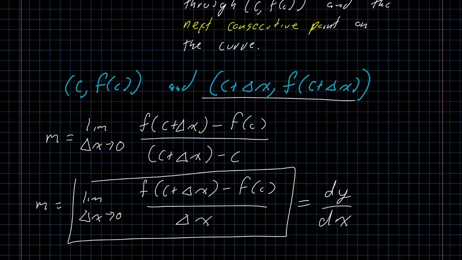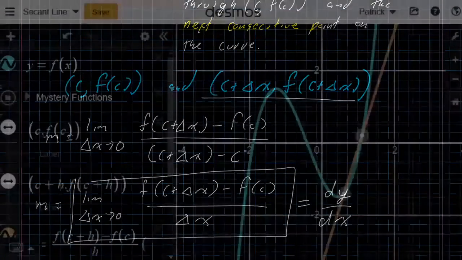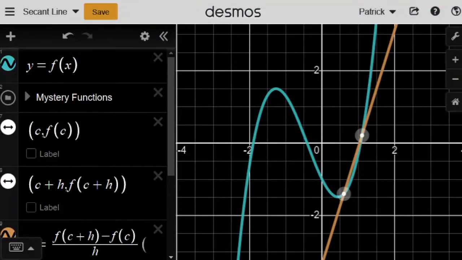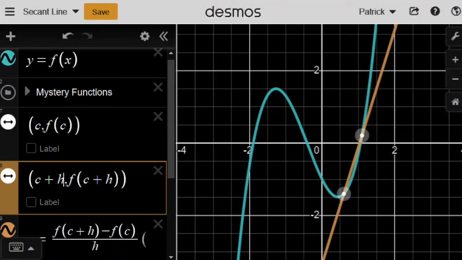To show you what I mean here, let's jump over to a graph in Desmos. So here I have what's called my secant line graph. You can see the title. I have a mystery function y equals f of x that's graphed here in, I guess that's blue. I've got a couple of points. My point of interest, c, f of c, and then Desmos doesn't really handle delta x well, so I've labeled this as h instead of delta x, but it means the same thing.